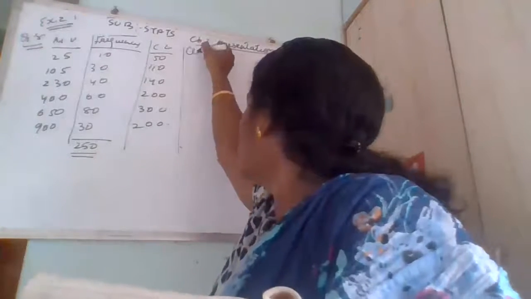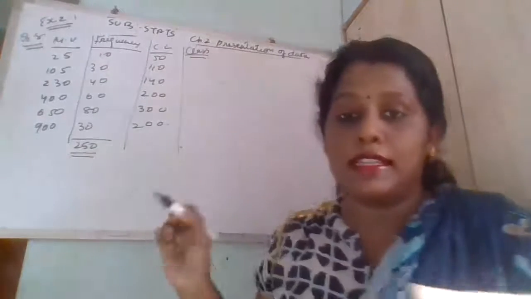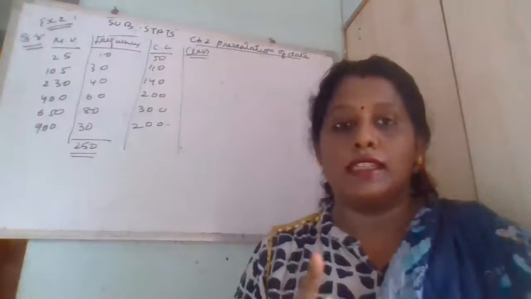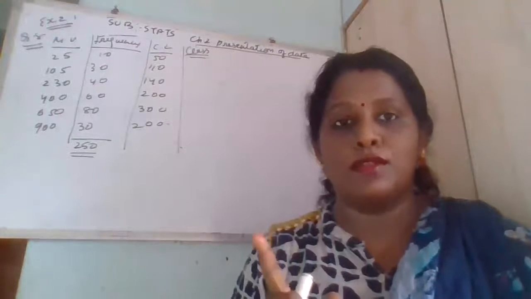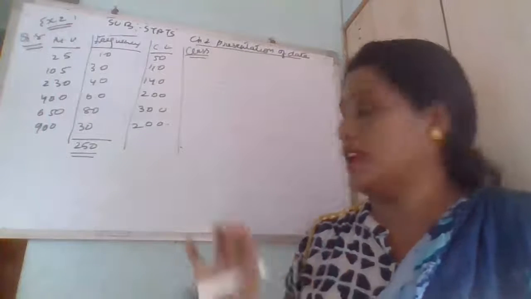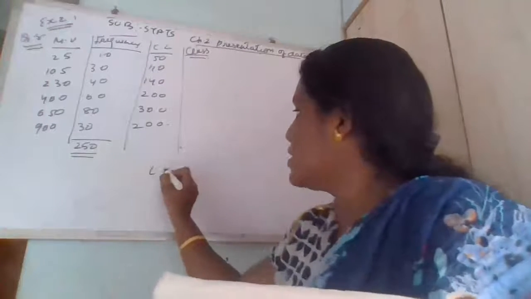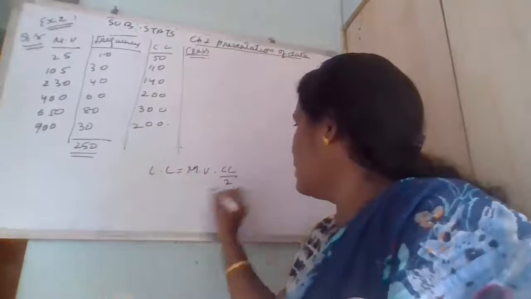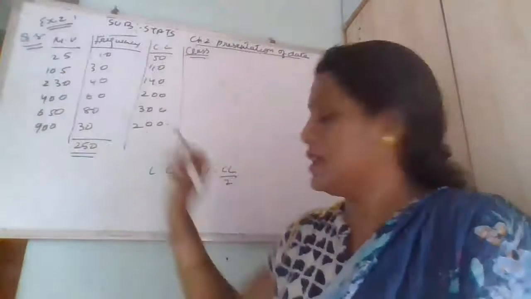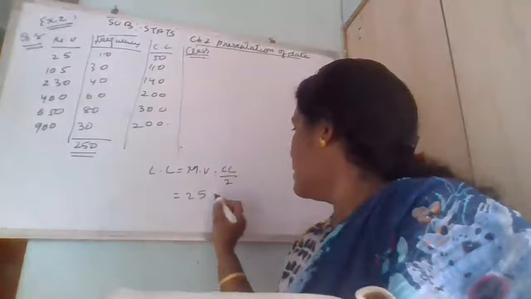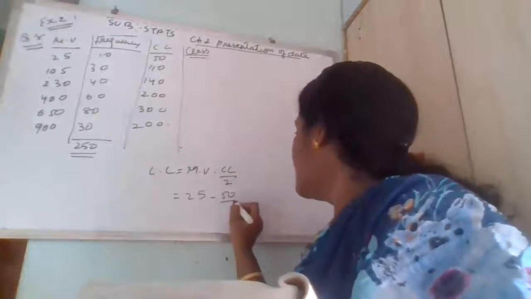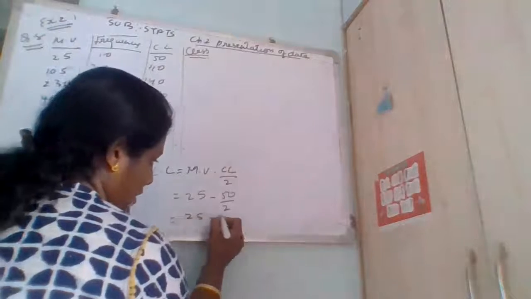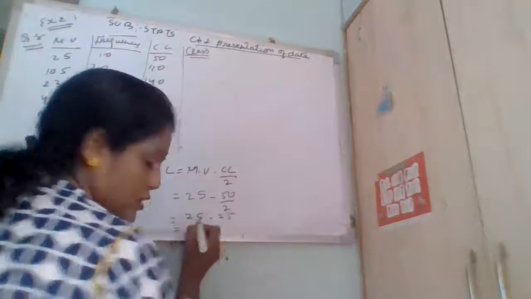They said you have to find an original frequency distribution. It is not mentioned whether it should be inclusive or exclusive, so you can find any type of class. So what is the formula for the lower limit? Mid value minus class length upon 2. Here the first mid value is 25 minus 50 upon 2, that is 25 minus 25, which comes to 0.